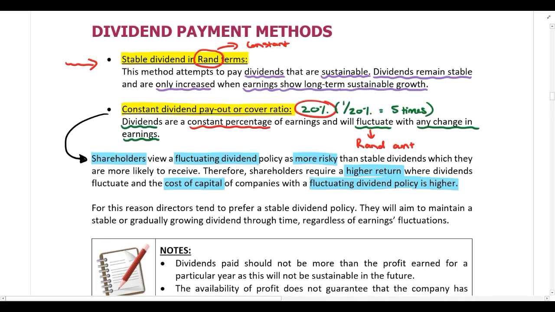So for that reason, directors prefer a stable dividend policy. So what we saw above, stable in rand terms. They aim to maintain a stable or a gradually growing dividend through time, regardless of any earnings fluctuations. And the reason for that is shareholders view a stable dividend policy as less risky. If they are exposed to less risk, they'll be prepared to accept a lower return on their investment, meaning that a company that has a stable dividend policy will have a lower cost of capital.